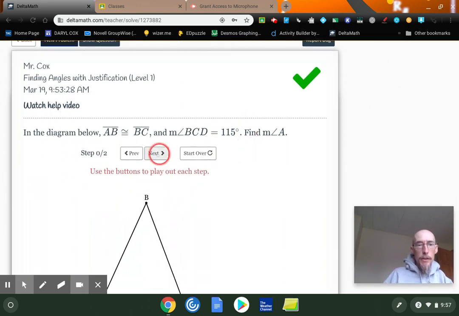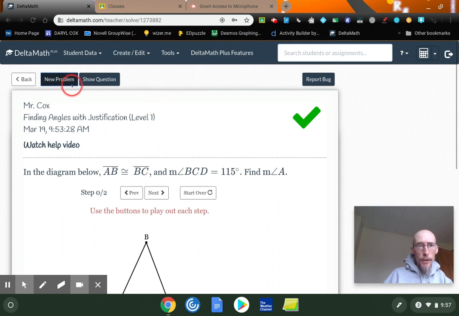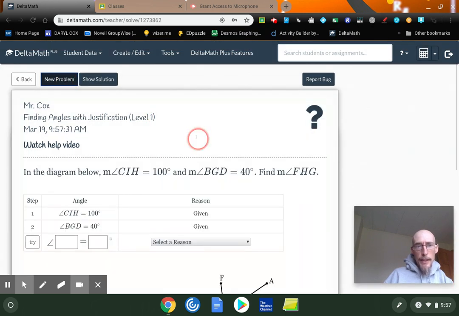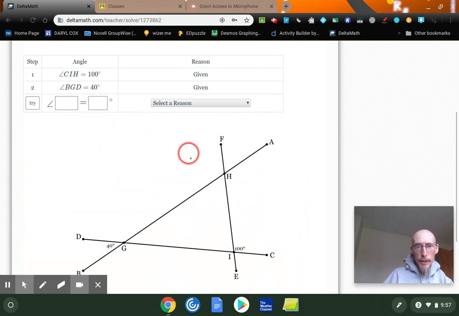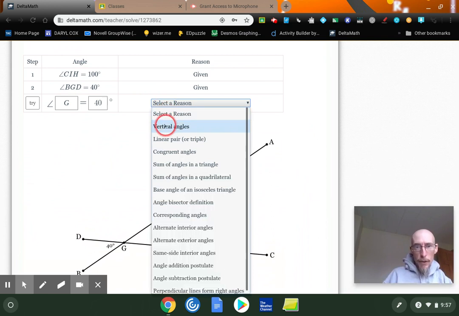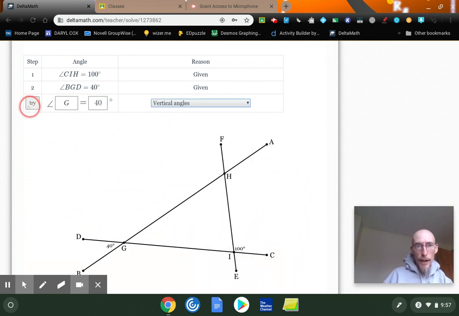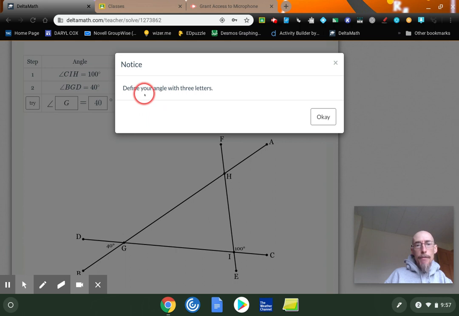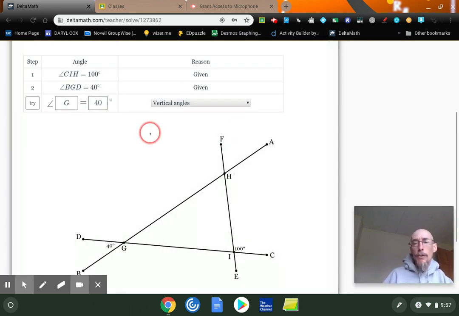Now if you do another one, let's show a new problem. Let's say you get something wrong. Let's say I'm looking at this one and BGD is 40. Then obviously we know, suppose you do this, angle G is 40 and my reason is vertical angles, and try that. Notice they're going to say define your angle with three letters. So if you do something wrong, they sort of help you out and give you a hint. So this is a good way to look at it. This is just another way to organize proofs.